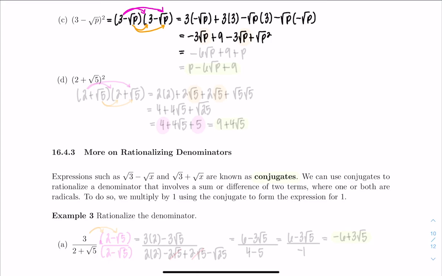And so we can combine the negative 3 root p and the negative 3 root p. That gives me negative 6 root p plus 9, and the square root of p squared becomes just p. And so the proper way to write this in descending order would be p minus 6 square root of p plus 9.